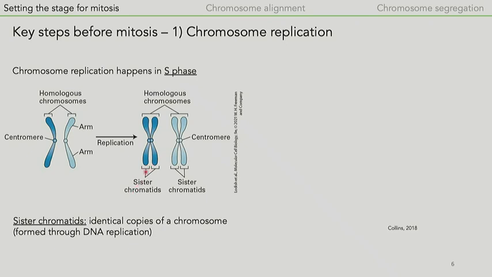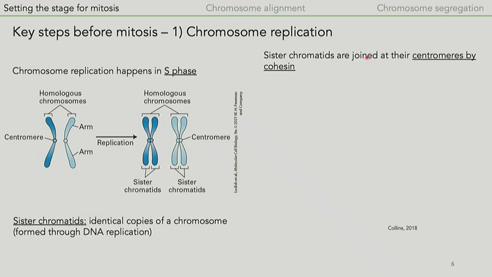So these are what are called sister chromatids, and they are connected by a specific region of each chromosome called the centromere. They're connected at the centromere, I should say. These sister chromatids should be identical because one of them was used as the template to synthesize the other. And as we'll talk about, this centromeric region is going to be really important during mitosis for chromosome alignment and chromosome segregation.